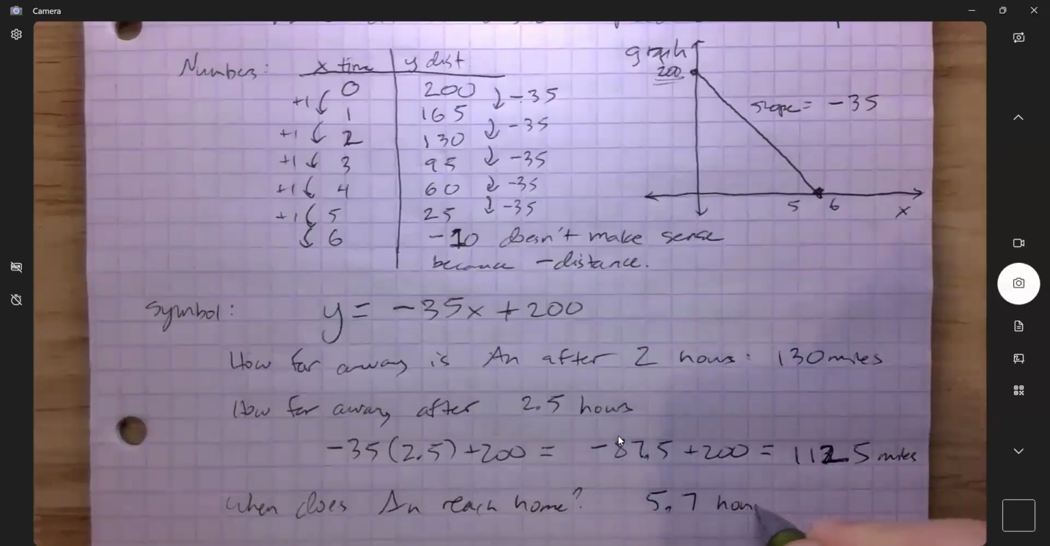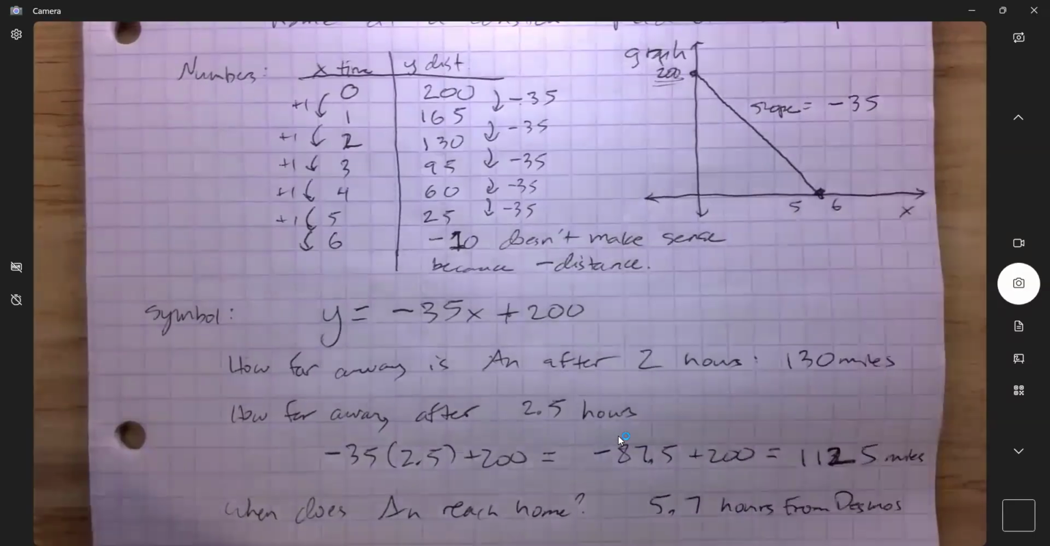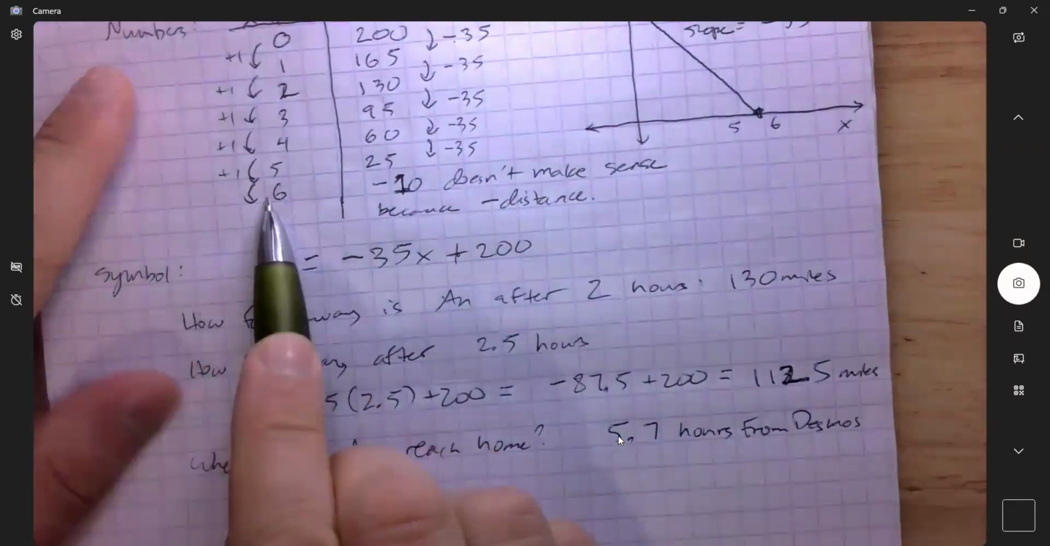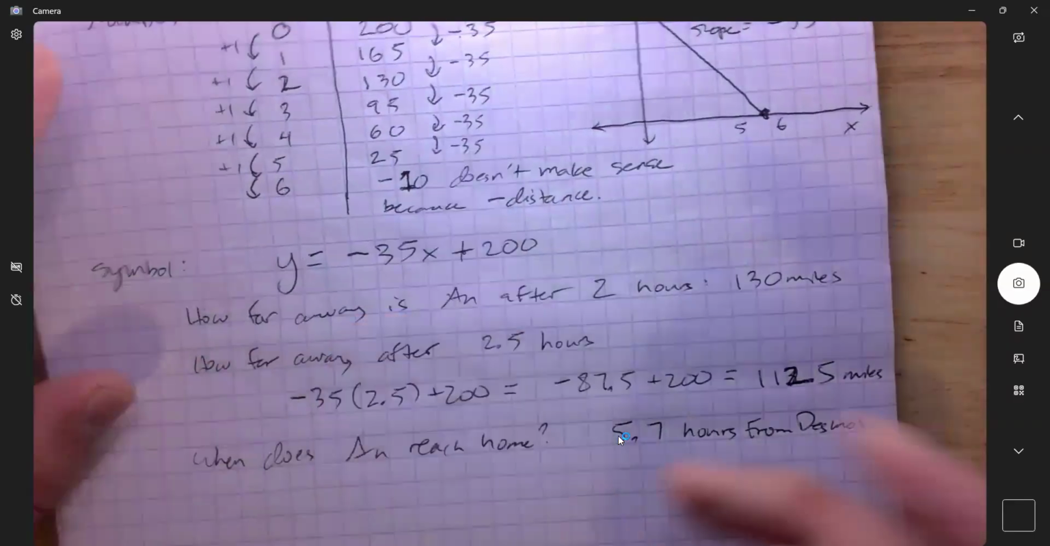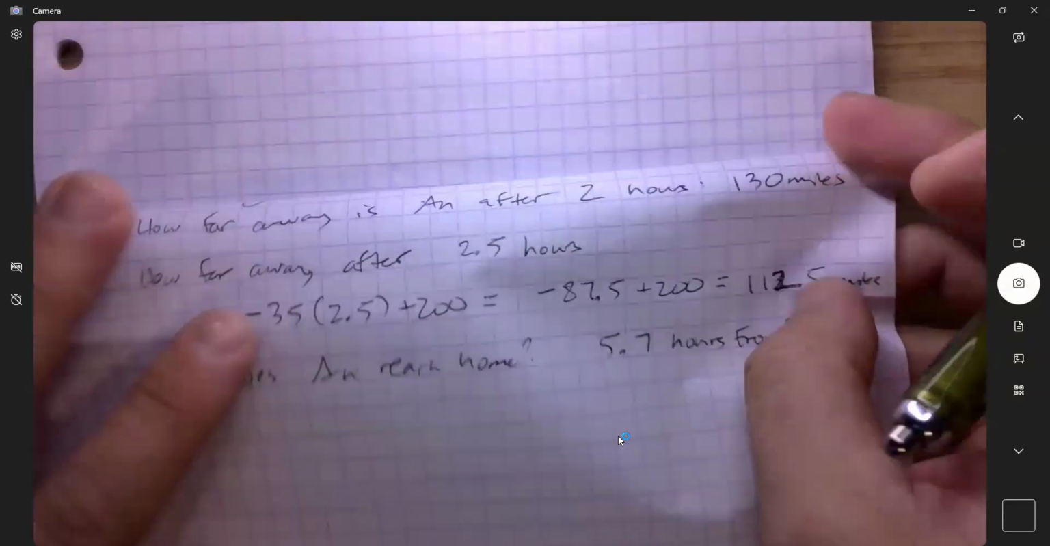5.7 hours from Desmos. That's an excellent way to answer that question. If you don't have Desmos, you can also get an estimate from your table. You can say a little less than 6 hours. That's a good answer. Or we could use our symbolic form.